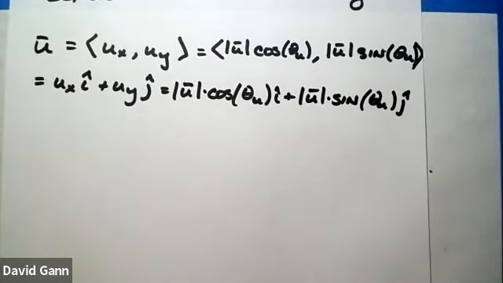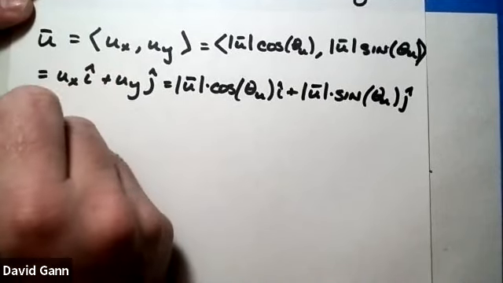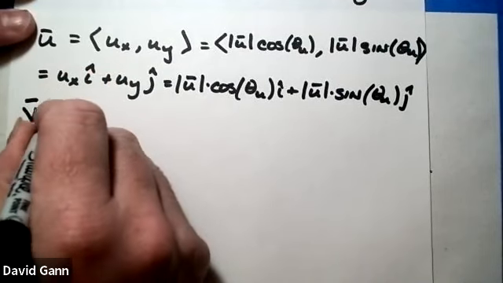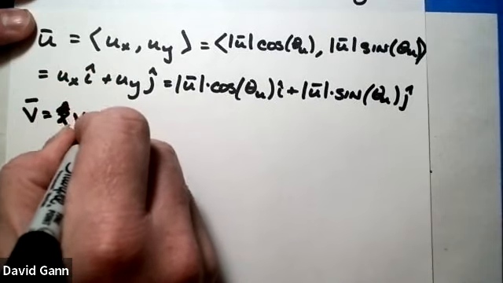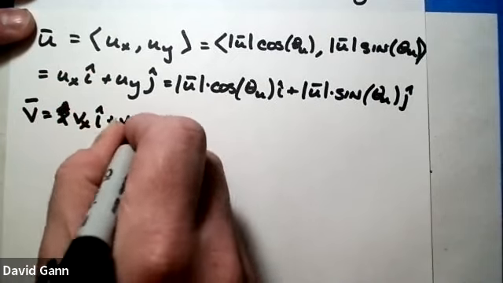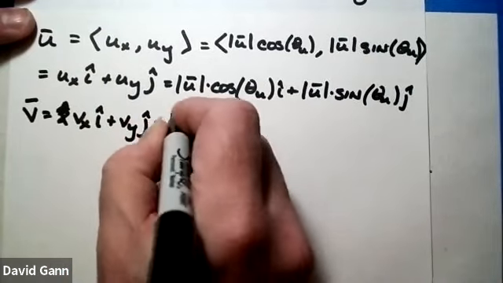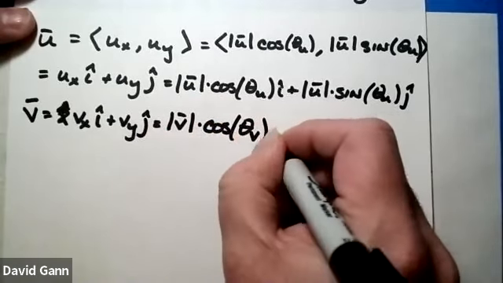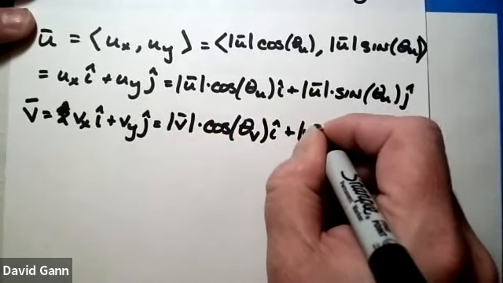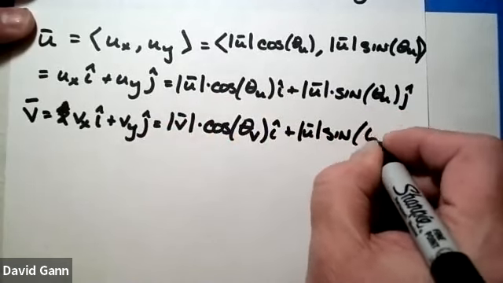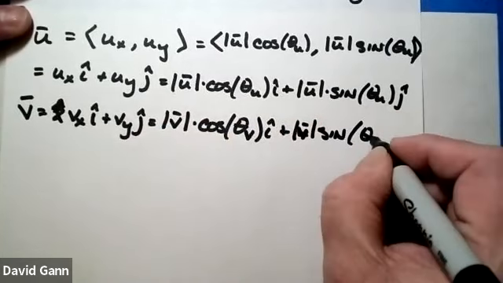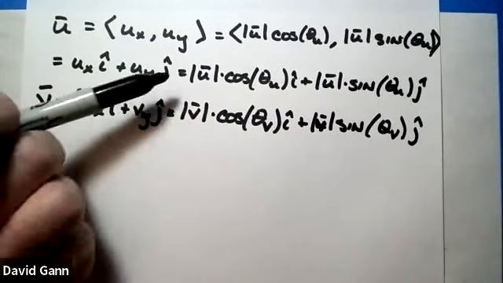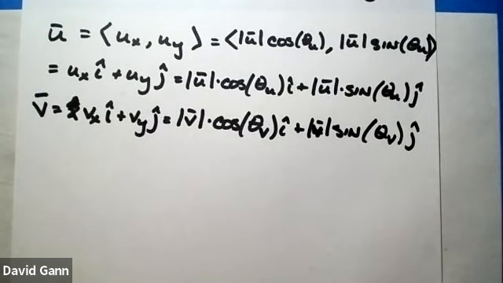And then similarly, if we had another vector v, one of the representations would be v_x i plus v_y j, which would be the magnitude of v times the cosine of angle v i, plus magnitude of v times sine of angle v in the j direction. Okay, so here are their 2 Cartesian representations where we have magnitude and direction embedded in them.